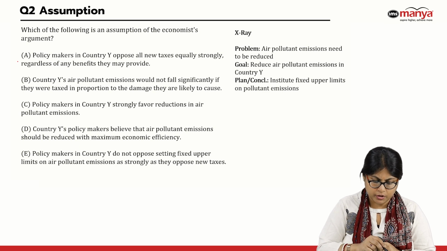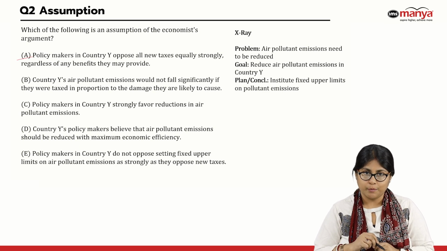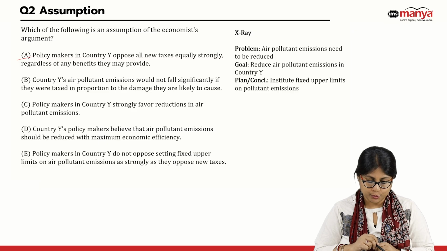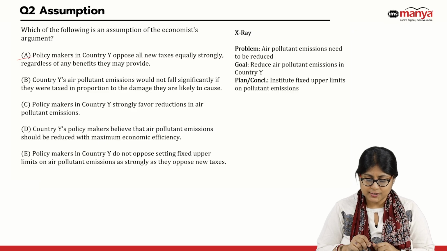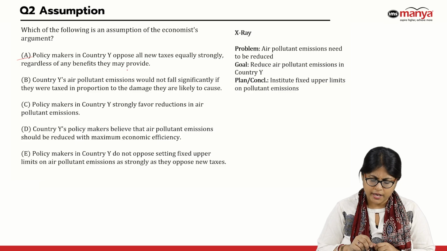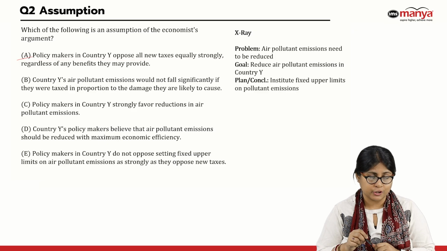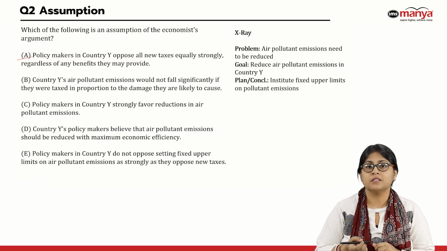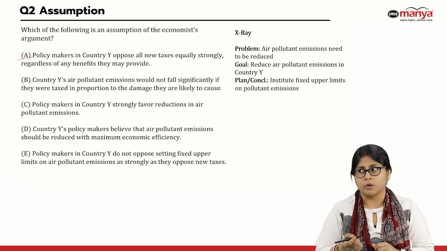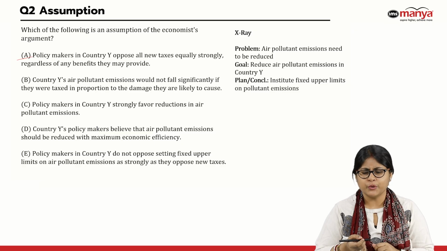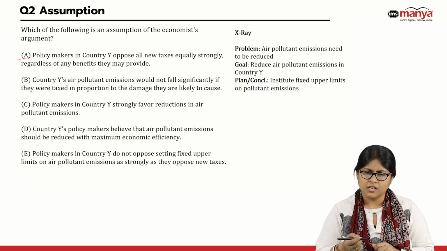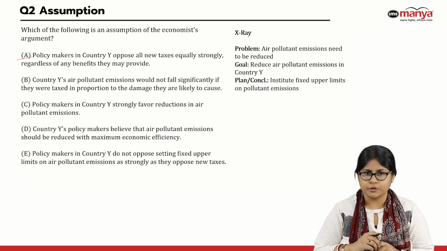Okay, so what does option A talk about? Option A talks about that policymakers oppose all new taxes regardless of any benefit they may provide. So whenever there is any new tax recommendation in country Y, policymakers start opposing them. Now this corresponds to any tax, any random tax, they start opposing. So there's a lot of opposition.